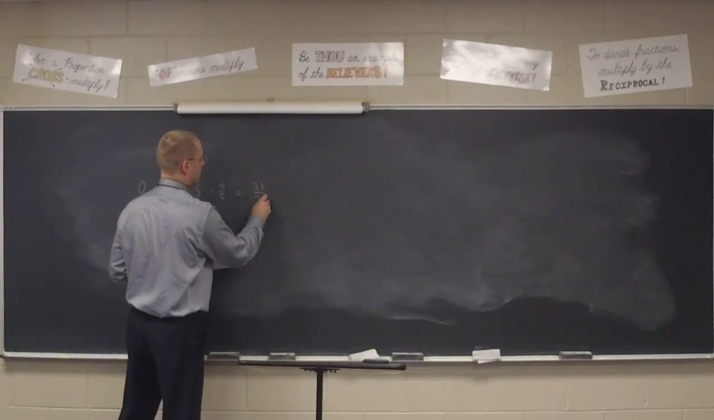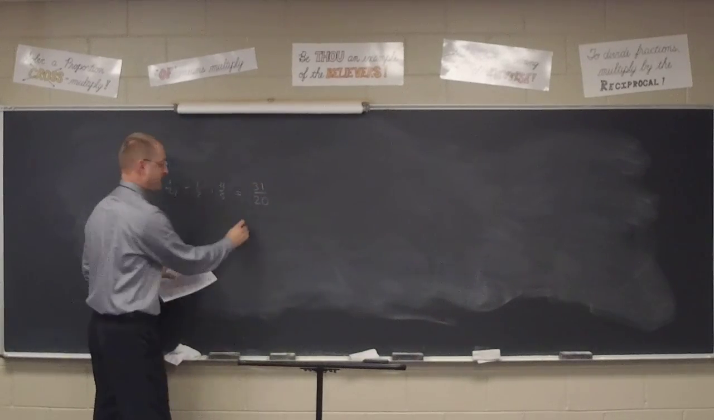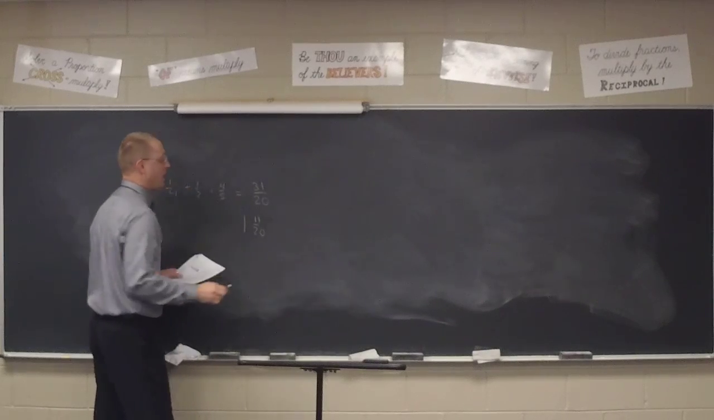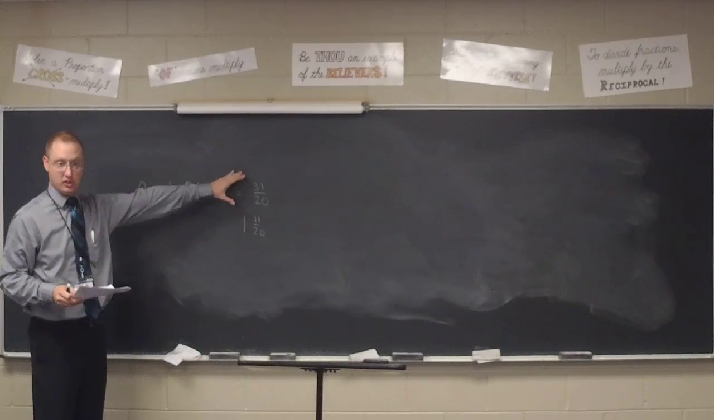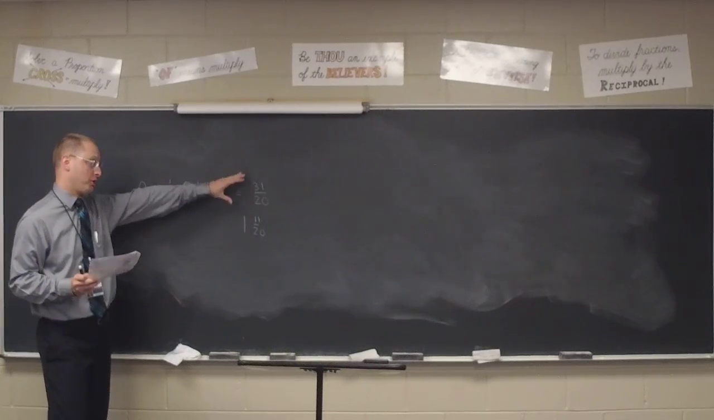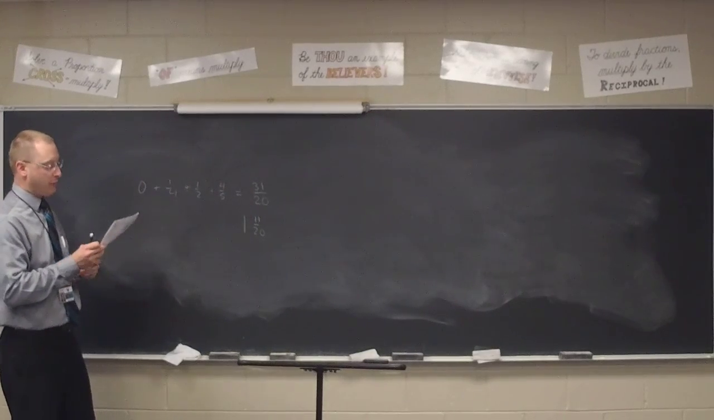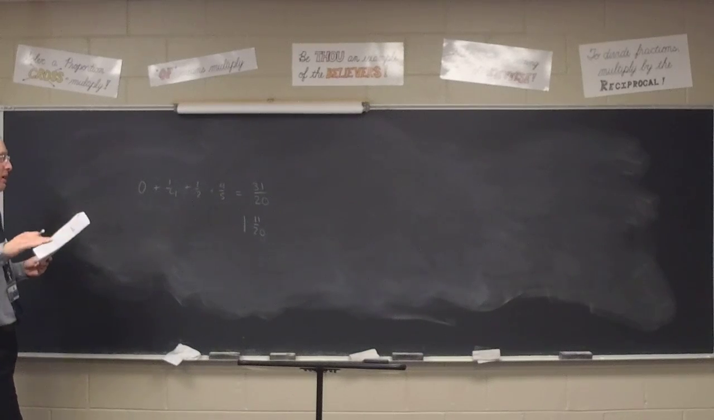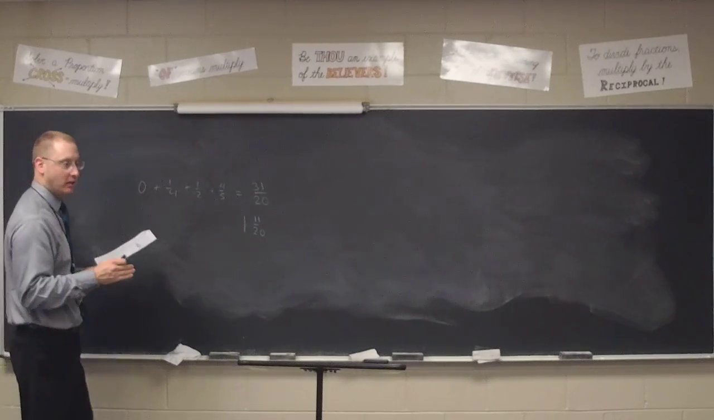31/20ths. Now, you might have gotten it as a mixed number, 1 and 11/20. It doesn't really matter. That's how many glasses' worth of water we have. We have 1 and 11/20 glasses' worth of water, or 31/20 glasses full of water. If we were to redistribute it among the 4 glasses, what would I need to do mathematically?